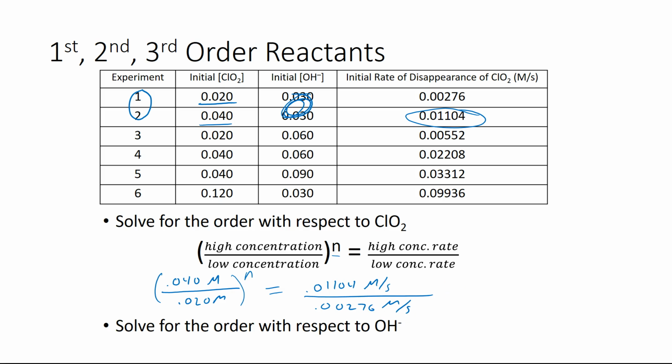So what I should get here, when I simplify my equation, I should get 2 to the n power equals 4. All right. So when I divide here, I should get 2. When I divide here, I should get 4. So again, this value of n is my reactant order. So 2 to what power equals 4? And as we all know, n in this case would be 2. So the order with respect to ClO2 is 2.